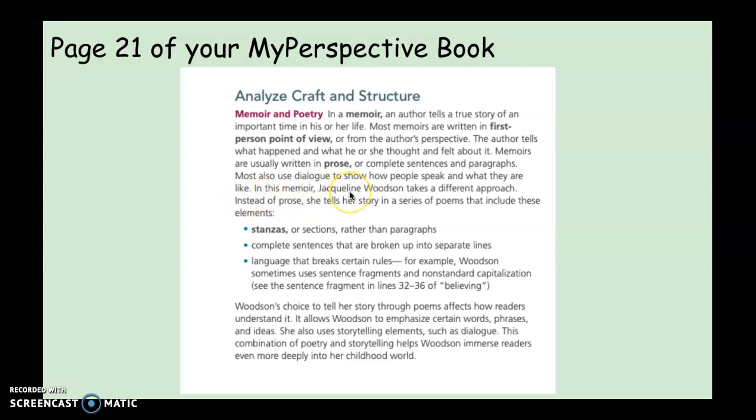And most also use dialogue to show how people speak and what they're like. But in this memoir by Jacqueline Woodson, it takes a different approach. Instead of prose, she tells a series of stories in poems that are written in stanzas. She does not have complete sentences. Rather, she breaks these sentences up into separate lines, which then means she breaks some language rules that we have. And one of the examples is that Woodson sometimes uses sentence fragments and non-standard capitalizations, where she will not capitalize a word that should be capitalized.